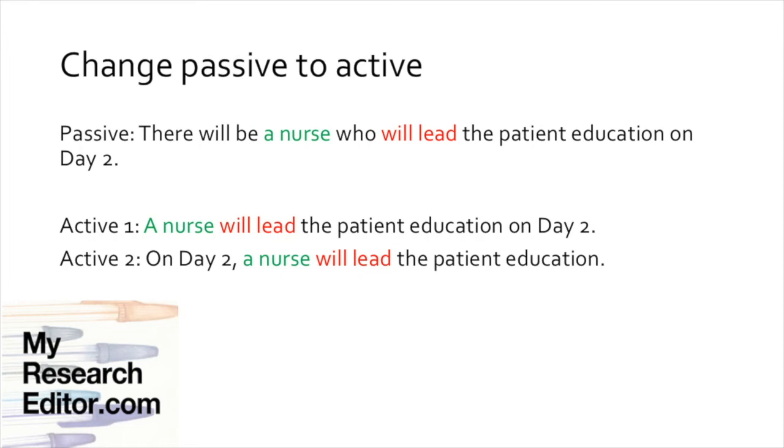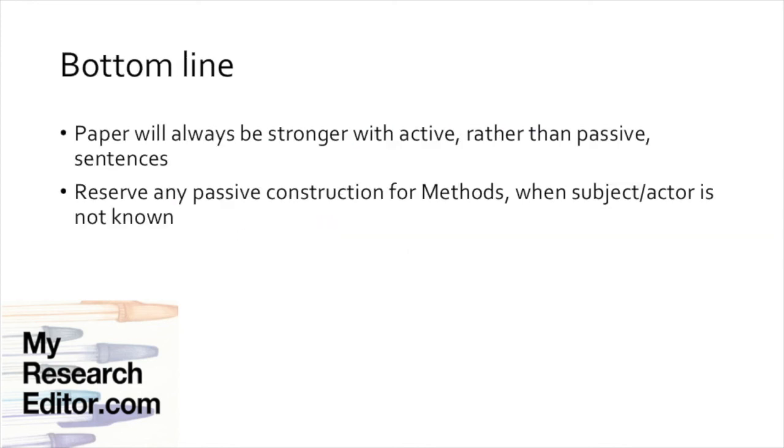Another option for active construction is this one. On day 2, a nurse will lead the patient education. Notice that on day 2 comes before the subject and the verb. However, it's a prepositional phrase and it doesn't interfere with the subject and the verb being in the primary position of the sentence. The bottom line for passive versus active construction is this. Your paper will always be stronger if you replace passive with active voice. Try to reserve any passive construction for the methods section, and only if the subject or actor is not known.